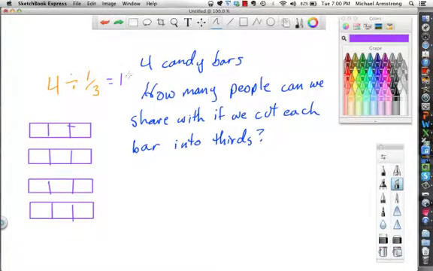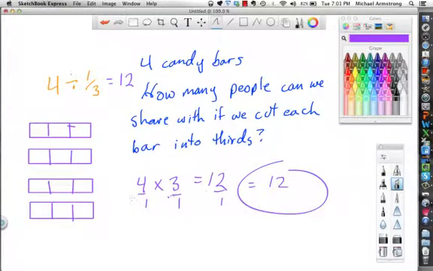Okay. Equals 12. If we wrote the related multiplication problem, we'd say 4 times 3 equals 12, because 3 is the reciprocal for 1/3. 3 ones, 4 ones. It still equals 12. Okay, showing all of our work. That's how it looks. I think that gets you on your way to finish the whole lesson. Have fun. Good luck.